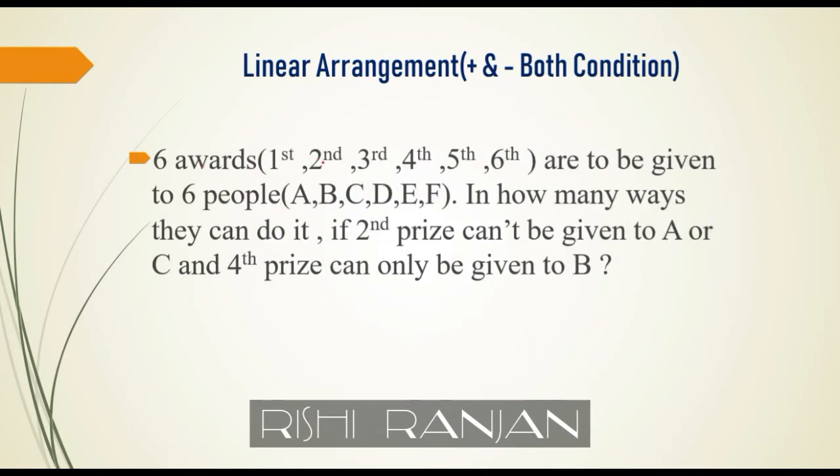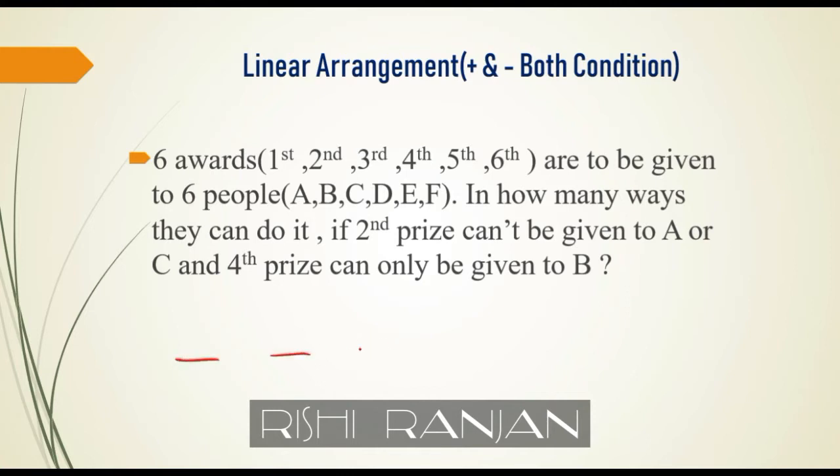Six awards, first, second, third, fourth, fifth, and sixth, are to be given to 6 people, A, B, C, D, E, F. In how many ways can they do it if the second prize cannot be given to A or C and the fourth prize can only be given to B? Once again, you can see two conditions are there, negative and positive. So as the rule says, first we have to follow the positive condition. So first we'll try to satisfy this condition, fourth prize can only be given to B. Okay, let's start with that.